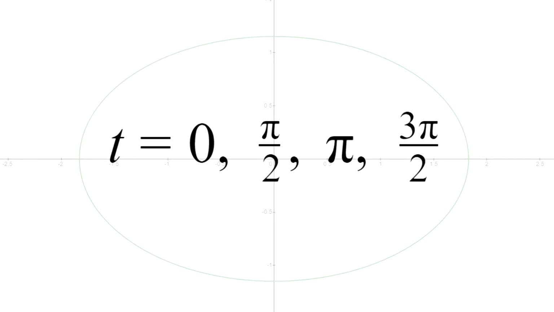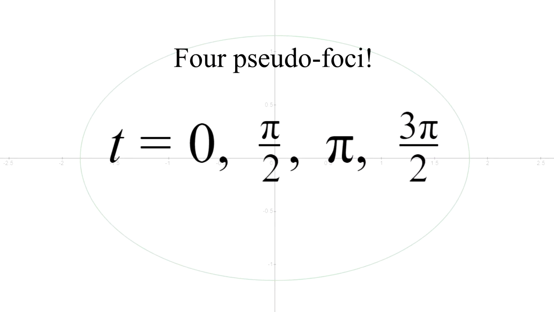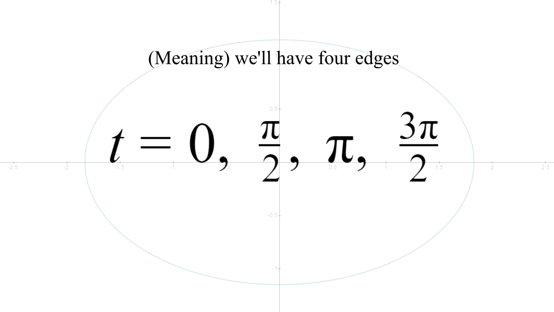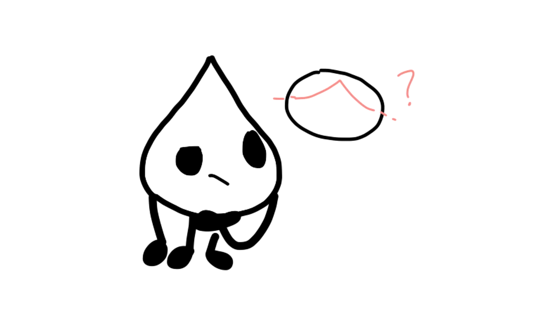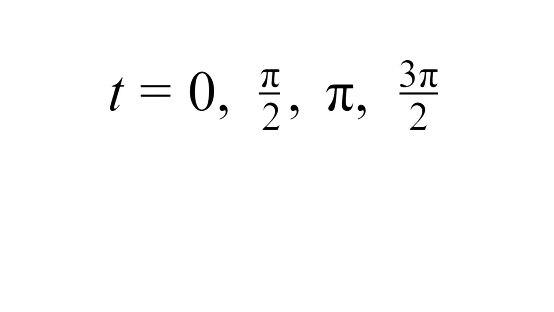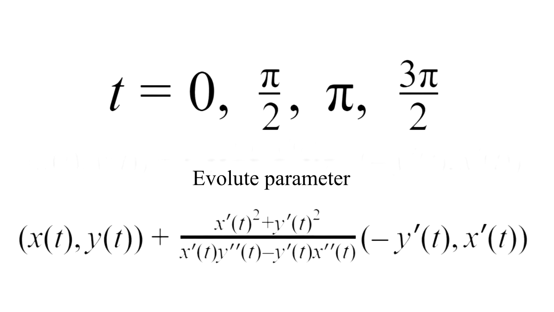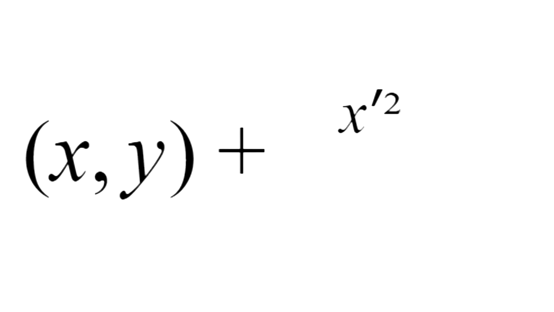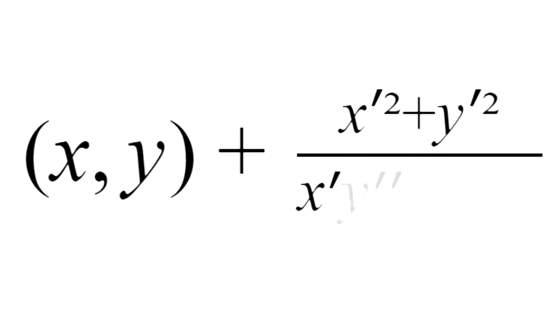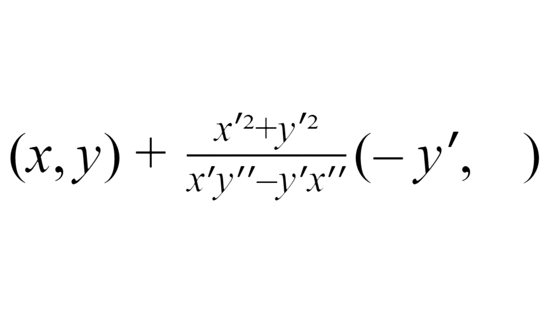And you know what having 4 values implies? 4 pseudo-foci, because we'll have 4 edges on our evolute. And say, we haven't seen the evolute of the ellipse in this video, huh? Well, this takes us to step 3 of the method, where we plug each of the 4 values we have into the evolute parameter. This parameter in shorthand terms is written as the coordinate xy plus x prime squared plus y prime squared all over x prime y double prime minus y prime x double prime times the coordinate negative y prime x prime.